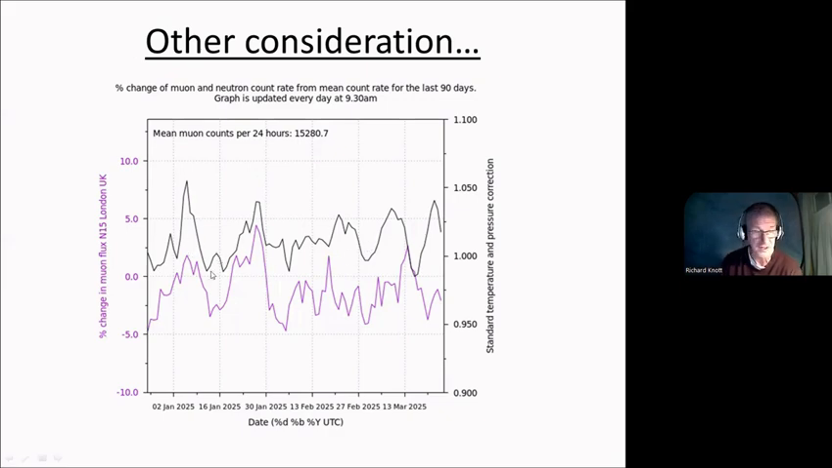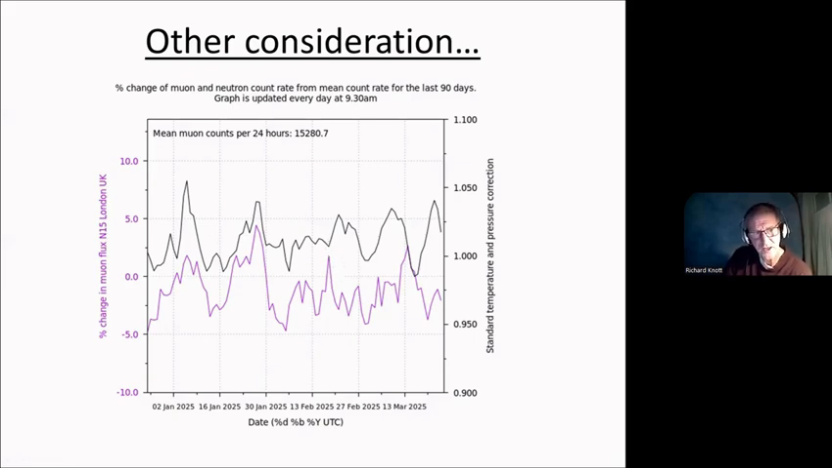The standard temperature and pressure compared to standard temperature of 273.15 Kelvin and the standard pressure of 1013.25 millibar, hectopascals. Again, on certain parts of this graph, especially on the left-hand side, we can see that there's good correlation between the change in the muon variation and the change in the standard temperature and pressure. But at other parts of this graph, especially around the middle here, I'm struggling to understand what that variation is.